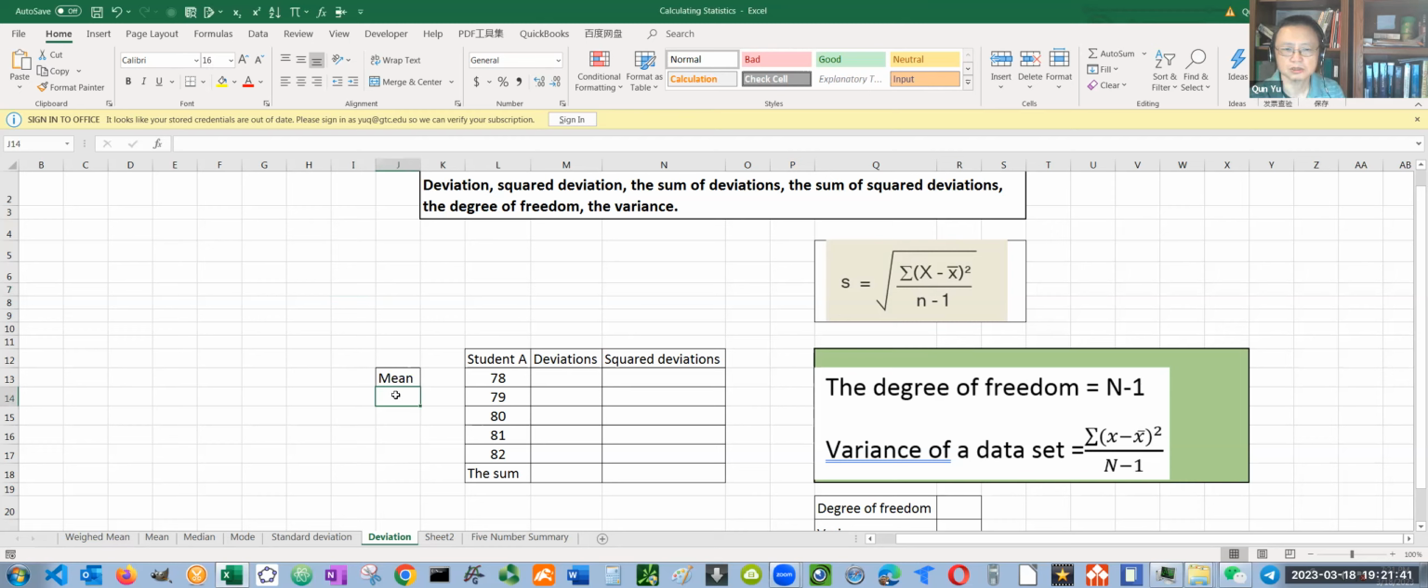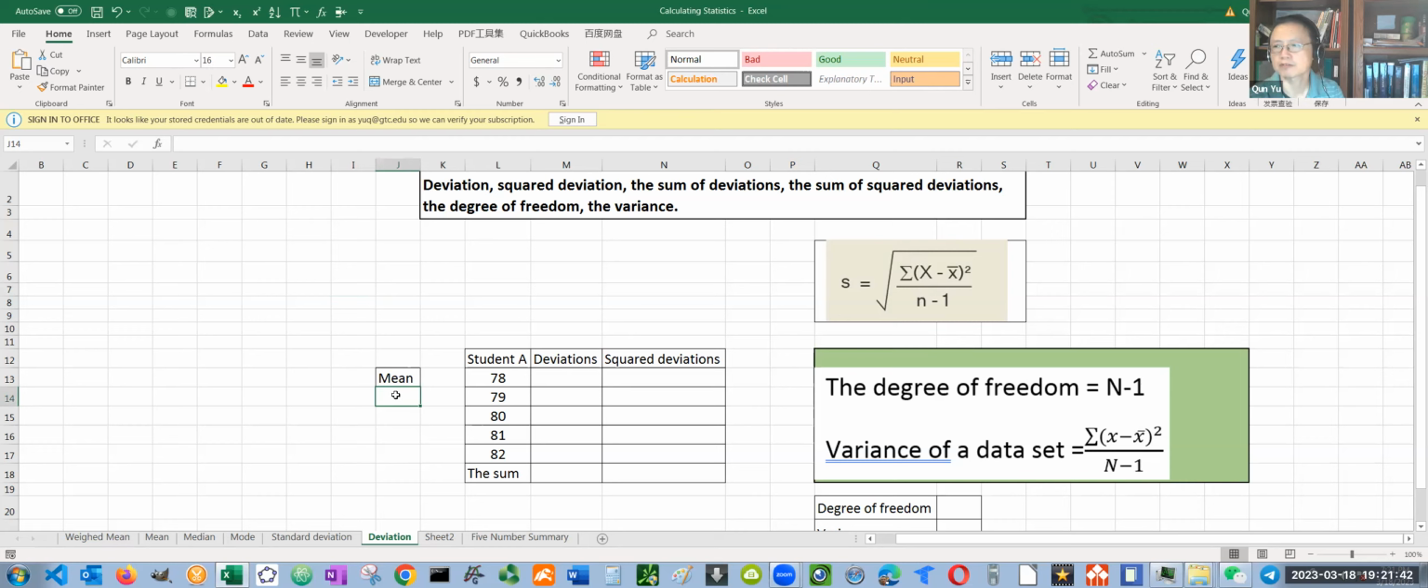We are going to use the average function in Excel to do that. So equals average, open the parentheses, and select these 5 numbers. And then we close the parentheses. So our average is 80. Now, all I need in order to calculate all of these deviations is to use each of these numbers, subtract 80. So let's do that.